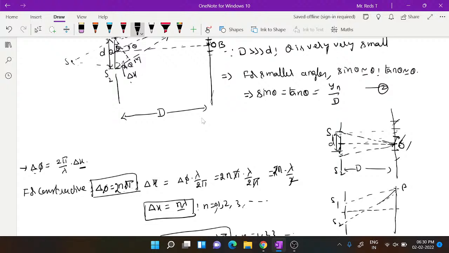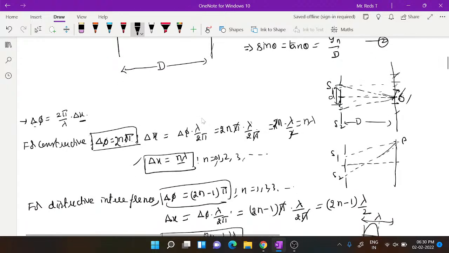For constructive interference, delta phi equals 2n pi, so delta x equals 2n pi into lambda by 2 pi. Here 2 pi gets cancelled, and you get n into lambda. So that is the condition of path difference for constructive interference. For obtaining constructive interference, you should have one wavelength, two wavelengths, three wavelengths, like that. That is the meaning of n equal to 1 lambda, 2 lambda, 3 lambda. If these waves fit in the extra path called path difference, then you'll get constructive interference, or a bright fringe.